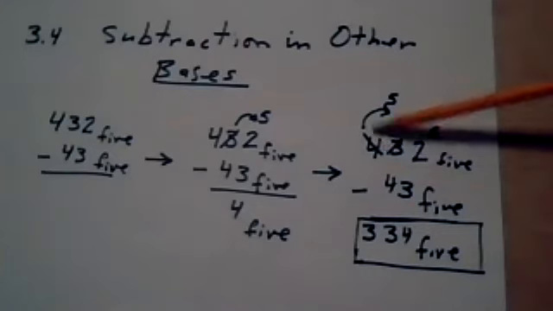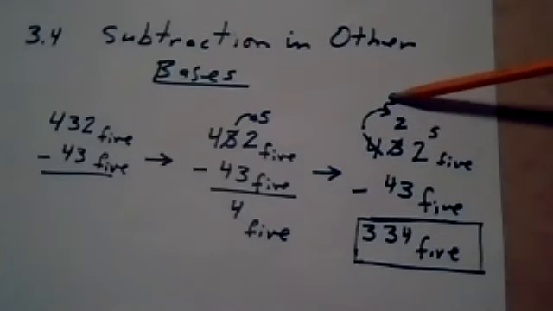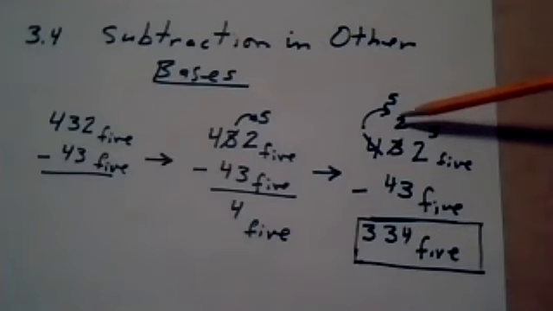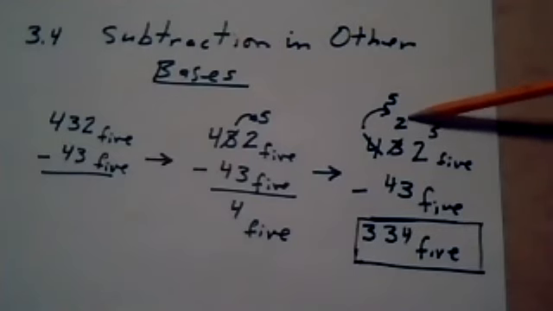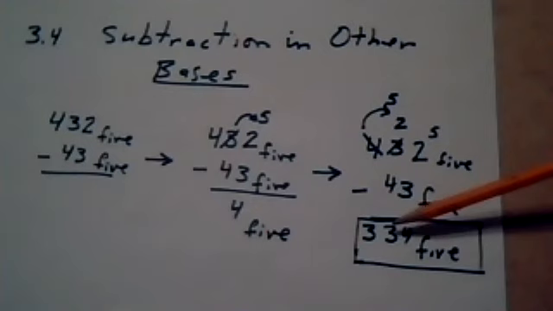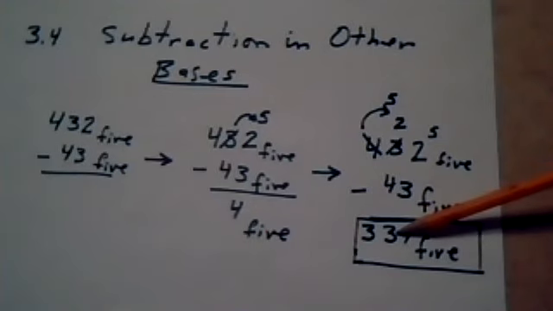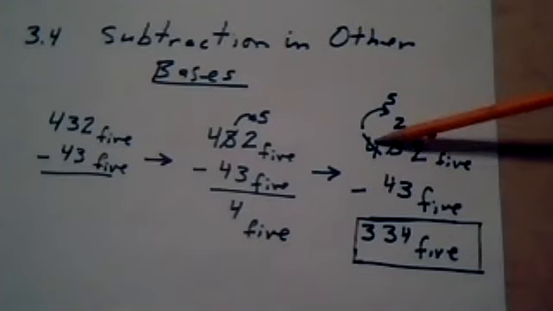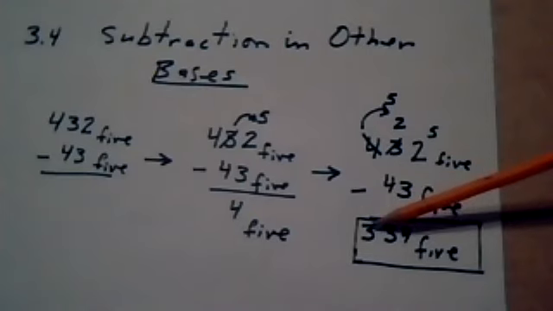But that one that I borrowed is 5. It's a group of 5. So 5 plus 2, 7. 7 minus 4, 3. So this 4 came down by 1, so it's a 3. So the difference is 334 base 5.